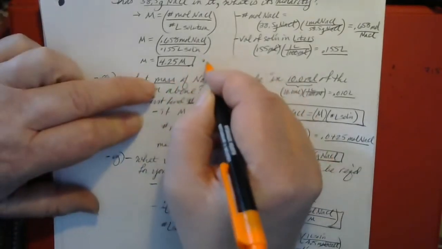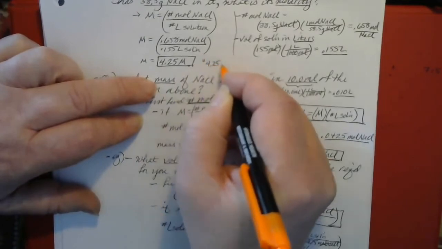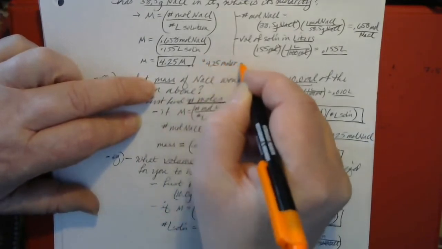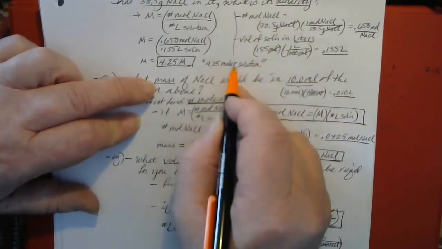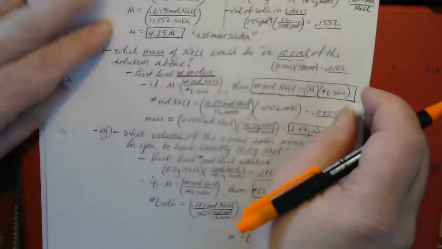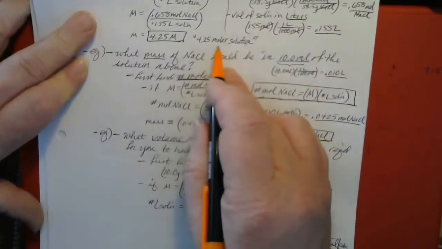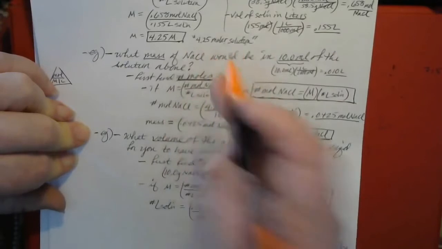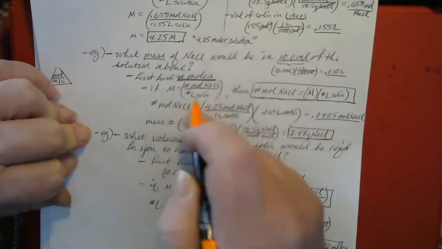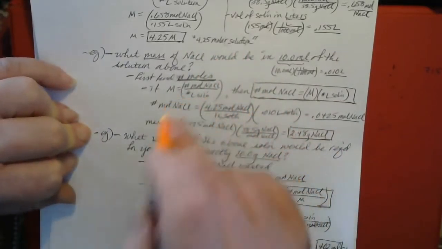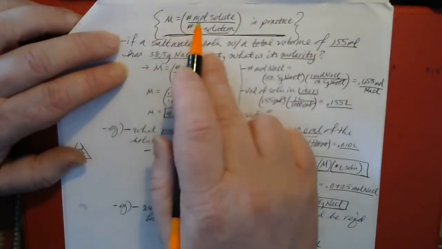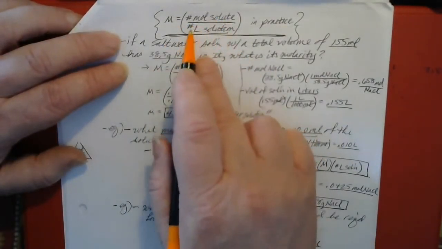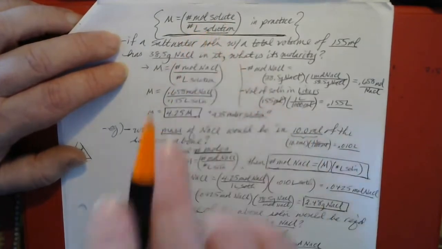We would call this, if you were going to say it, a 4.25 molar solution. So if you say the solution is 4.25 molar, that just means the molarity is 4.25, or 4.25 moles of solute for each liter of solution. Okay, so molarity is the number of moles of solute divided by the volume of the solution in liters.